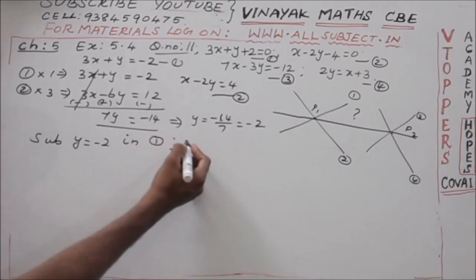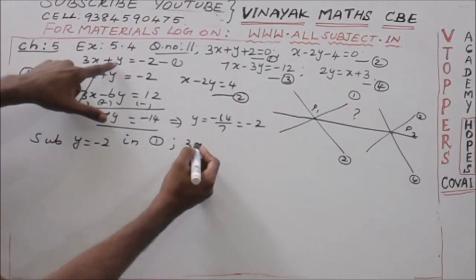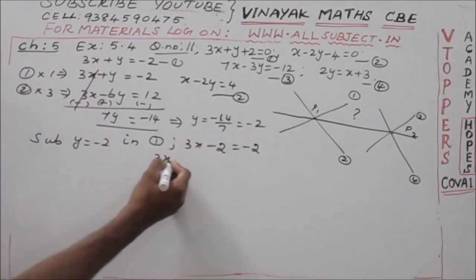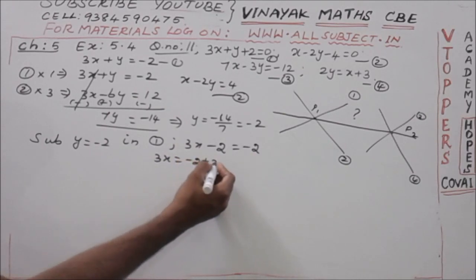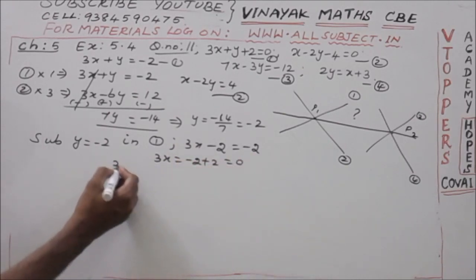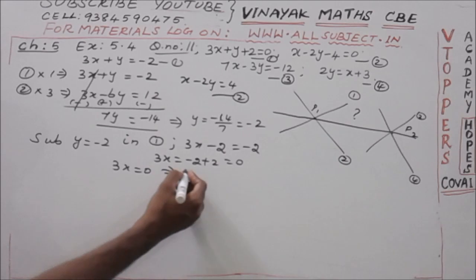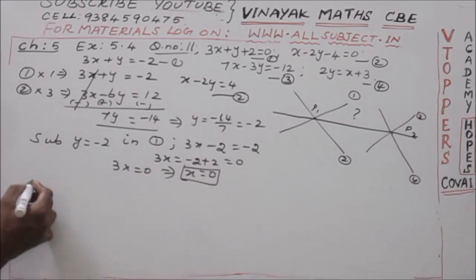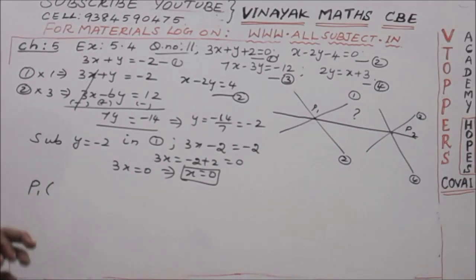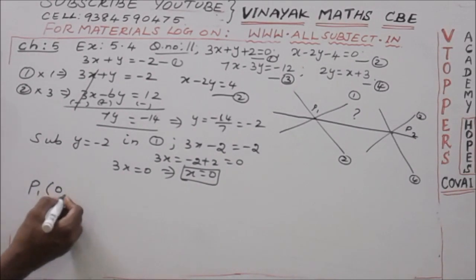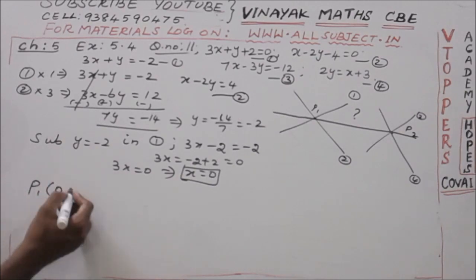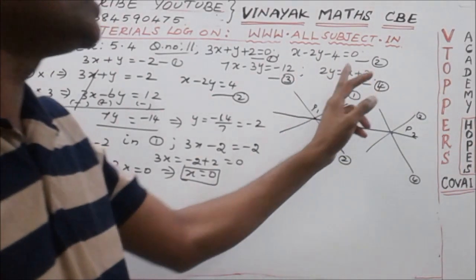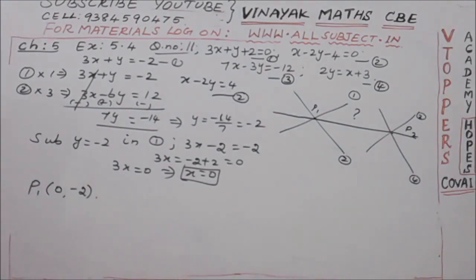Now substitute y equal to minus 2 in equation number 1. We get 3x plus y, that is minus 2, equal to minus 2. Now 3x is equal to minus 2 plus 2 equal to 0, so x is equal to 0 by 3 equal to 0. Therefore the point P1, x1 comma y1, is 0 comma minus 2. Similar to that, solve 3 and 4 to find P2.